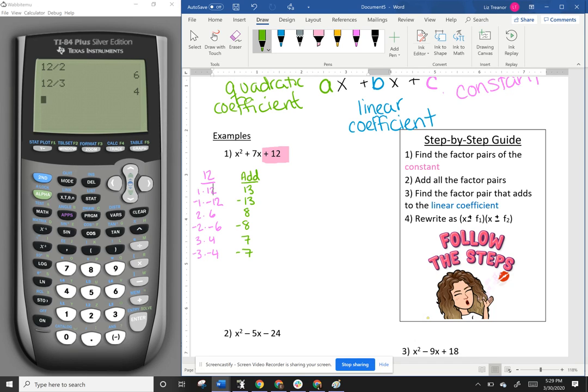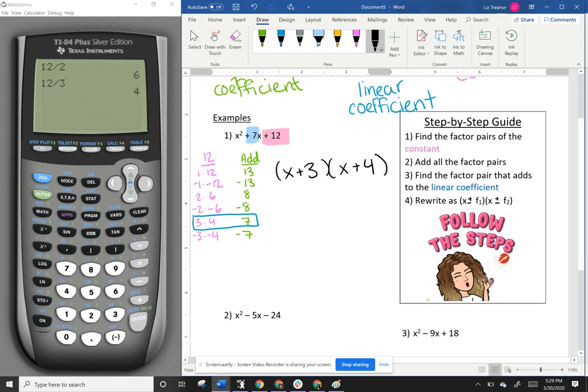So now we want to find, number 3 says, find the factor pair that adds to the linear coefficient. Our linear coefficient is 7. So that's this pair right here. So we're going to rewrite this as x and x. So it's always going to look like this, but our first factor is positive 3, and our second factor is positive 4. Okay, and that's how you factor.